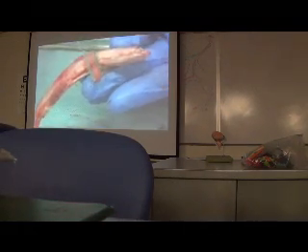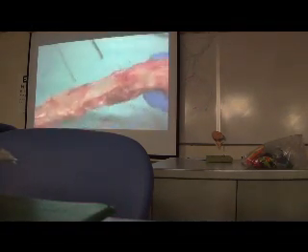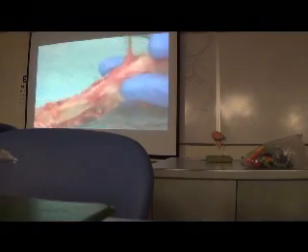Here is a dorsal root ganglion on this side. Here is the stub of one on this side. Here is another one on this side. The dorsal and ventral roots are emerging here.